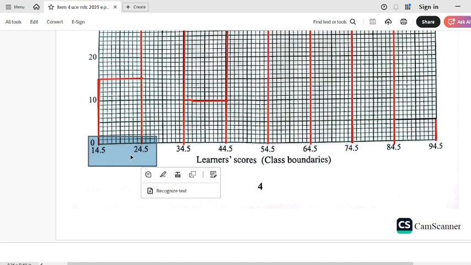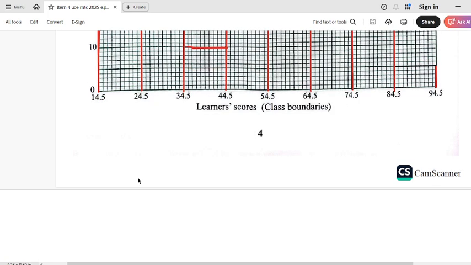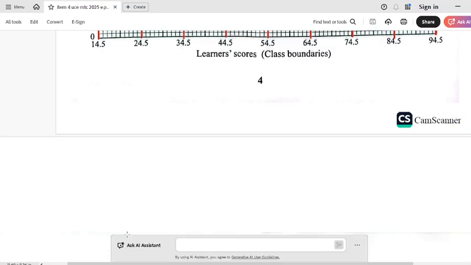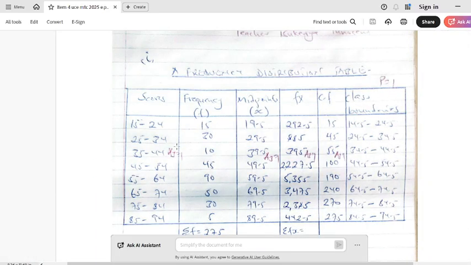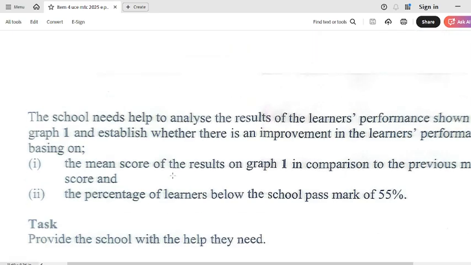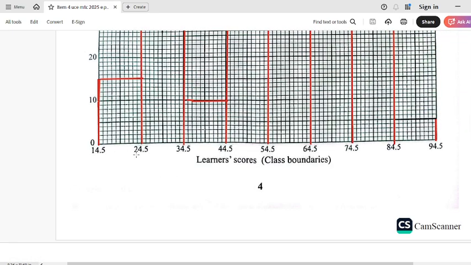So this is a class boundary. We can have the class limits from that, which is 15 to 24. Likewise, the second one will be 25 to 34, like that. That's why we came up with these scores. We got them from here because these are class boundaries.